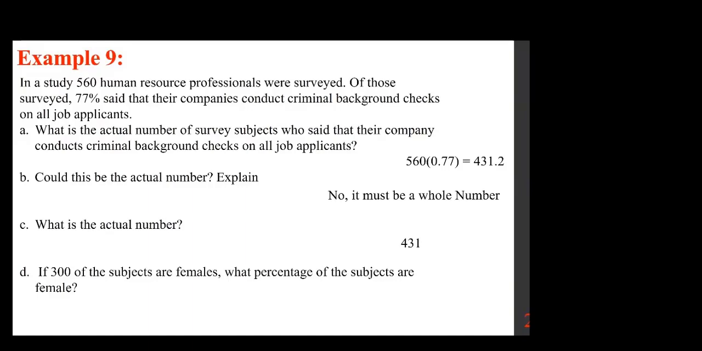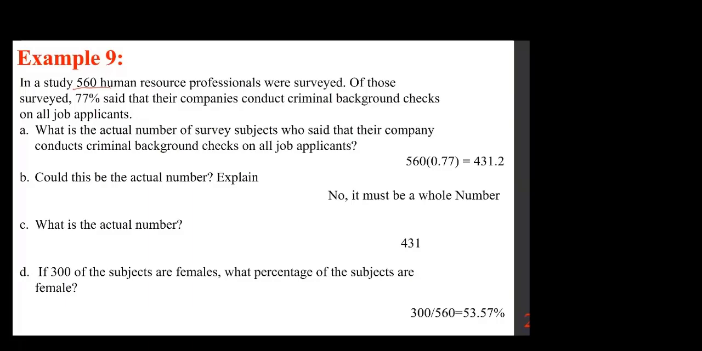And how do we do the next one? 300 of the subjects are females. So what is their percentage? I usually divide 300 by 431, so it's going to be about 70%. Divided by what? 431. But originally we had 560, didn't we? Oh, okay.